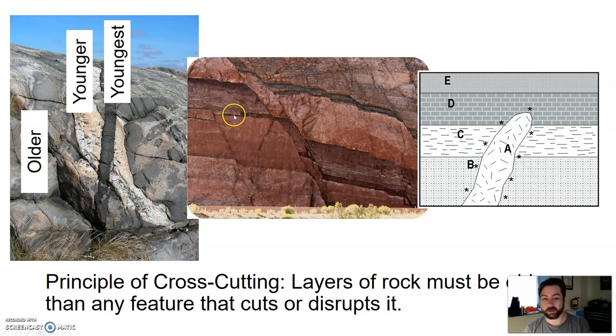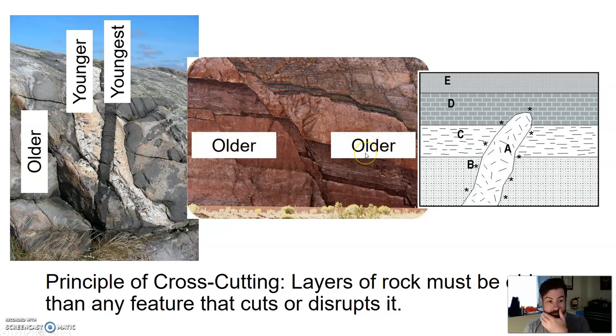What about over here? So we have all of these layers of, looks like sedimentary rock, but then this fault cutting through here. What type of fault is it? Looks like the hanging wall dropped, looking at this layer, that layer here. What type? Hanging wall dropping?